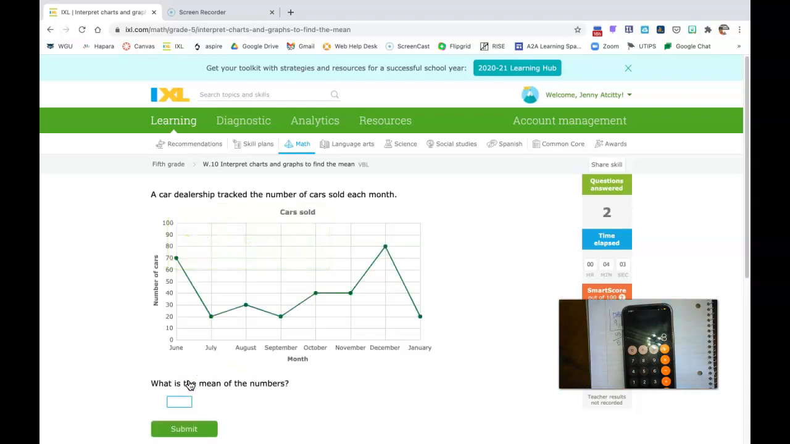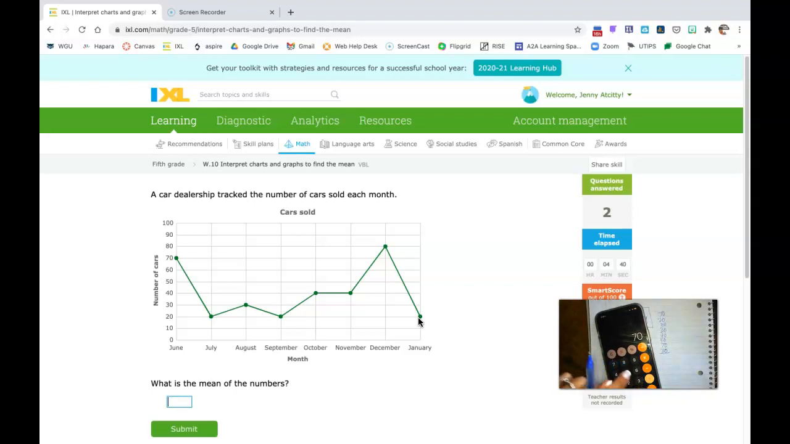All right, so here we have a graph, and it's the number of cars sold each month. So now I'm going to have to go back again and write the numbers in my data set. So for June, the number is 70. July, the number is 20. August is 30. September is 20. October's 40. November's 40. December is 70. And January's 20. So what I have to do now is add the numbers together.